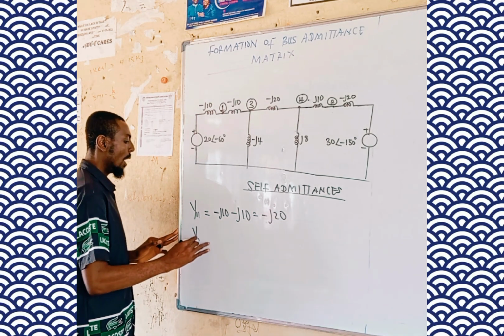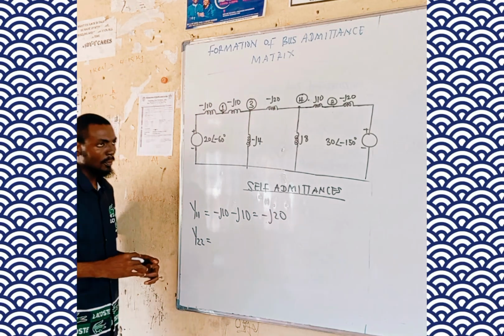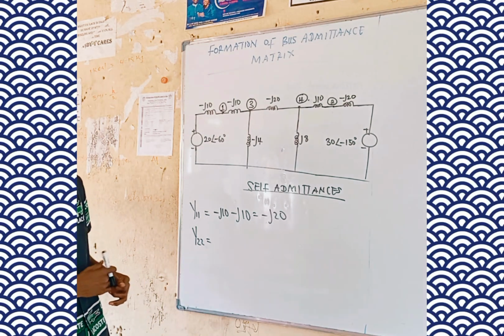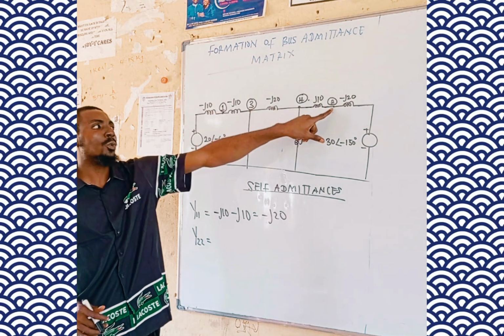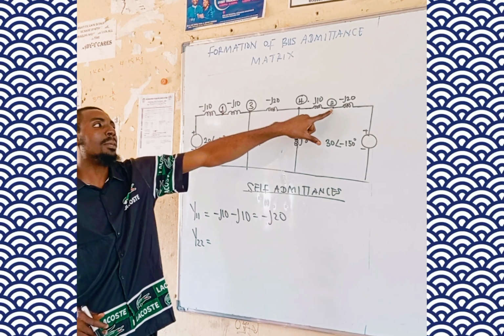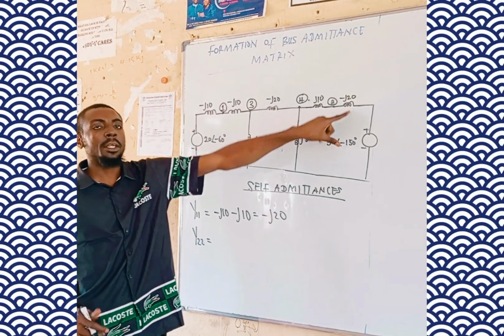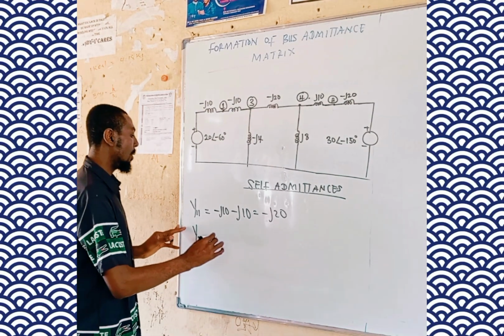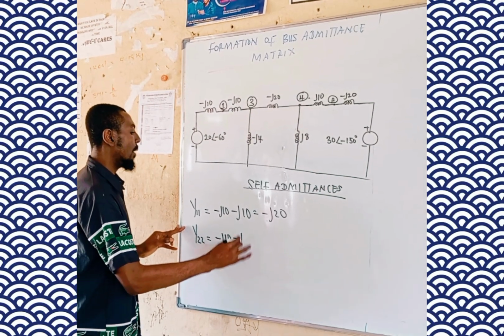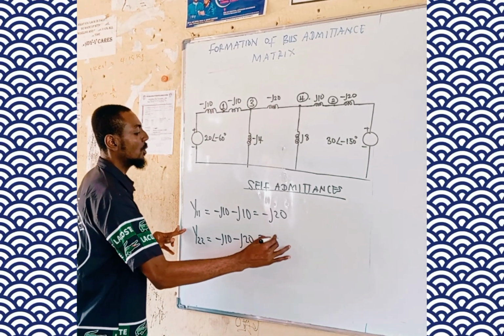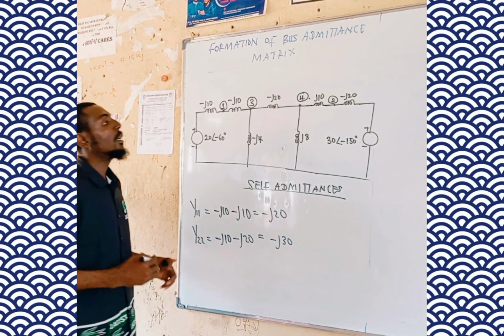Then we have Y22. Y22 is simply all the admittances connected to bus 2, that's bus 2 here, and the admittances connected to bus 2 are j10 and j20. So we have minus j10 minus j20, which is equal to minus j10.